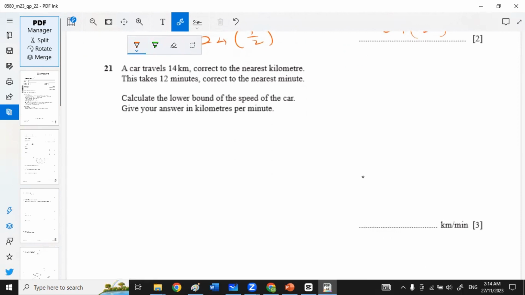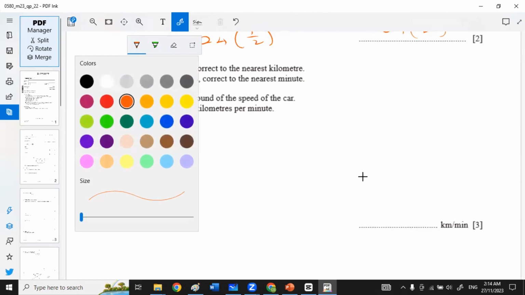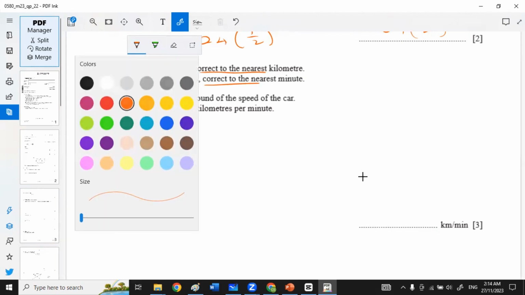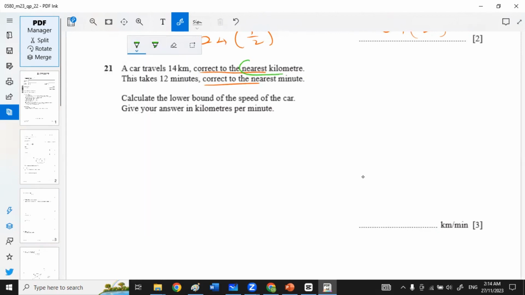Question 21. A car travels 14 kilometers, correct to the nearest kilometer, in 12 minutes, correct to the nearest minute. Okay, you see this? Correct to nearest whatever. This is the upper bound, lower bound question. So first, you just find the upper bound and lower bound. To find them, think of the nearest here. This is nearest kilometer, so it's 1 kilometer. You take this over 2, that will give you 0.5 km. And this is nearest minute, so it's 1 minute over 2, that will give you 0.5 minutes.